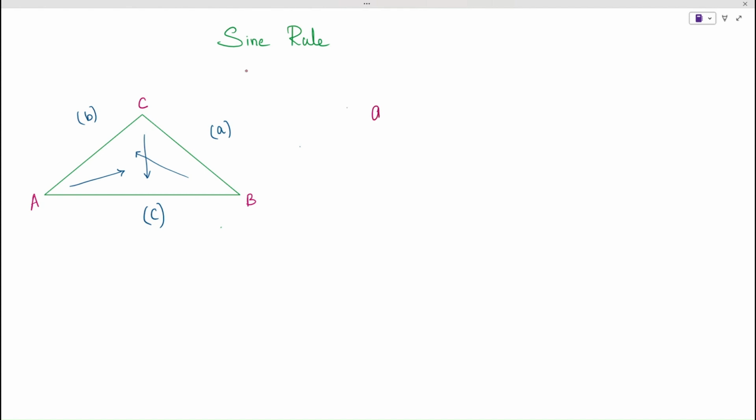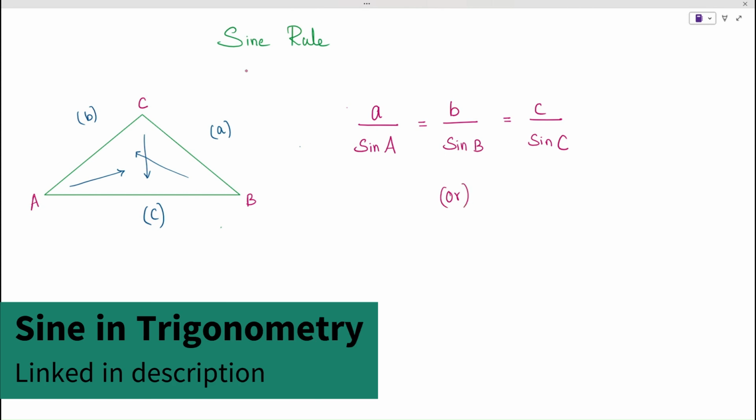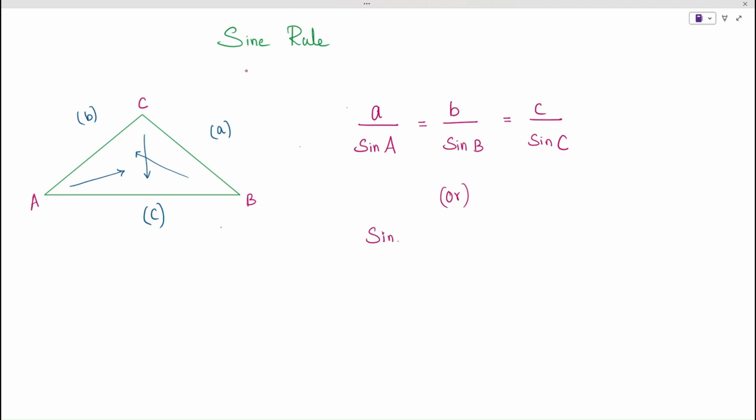So our sine rule is a over sine A is equal to b over sine B, which is equal to c over sine C. Or you could have it with the fractions inverted. So you have sine A over a equal to sine B over b, which is also equal to sine C over c.